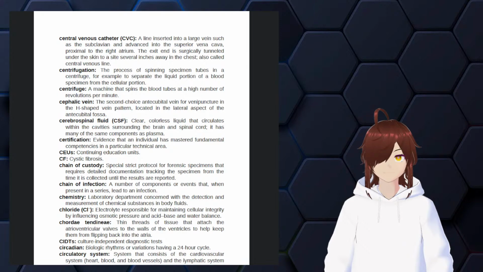Chordae tendineae: thin threads of tissue that attach the atrioventricular valves to the walls of the ventricles to help keep them closed.